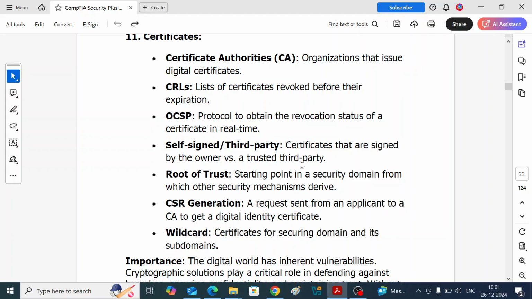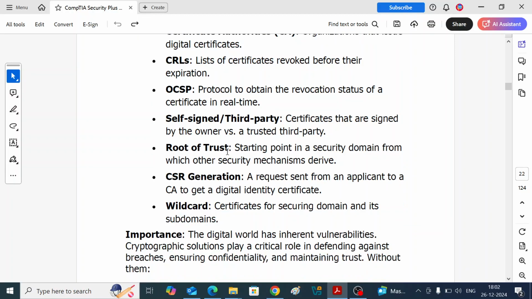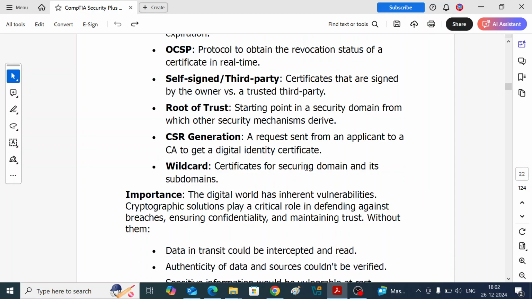Then we have self-signed versus third party. I was just talking about it. These are certificates that are signed by the owner versus a trusted third party. No takers, doesn't work. Then root of trust: the starting point in a security domain from which other security mechanisms derive. So that's called the root of trust.